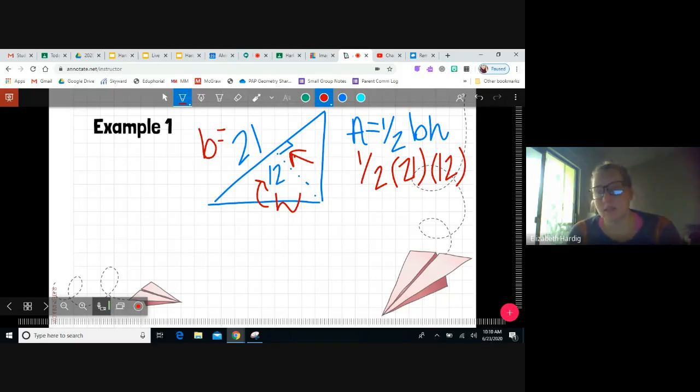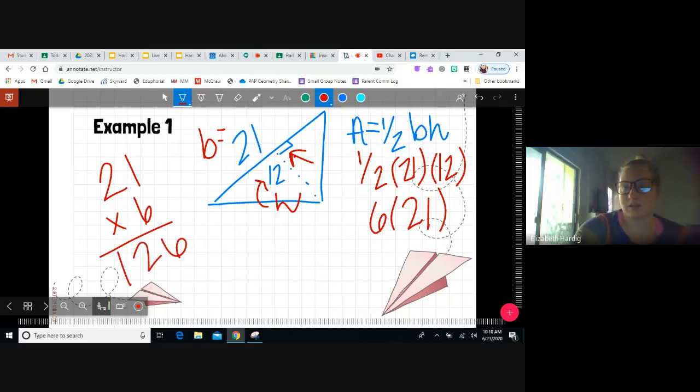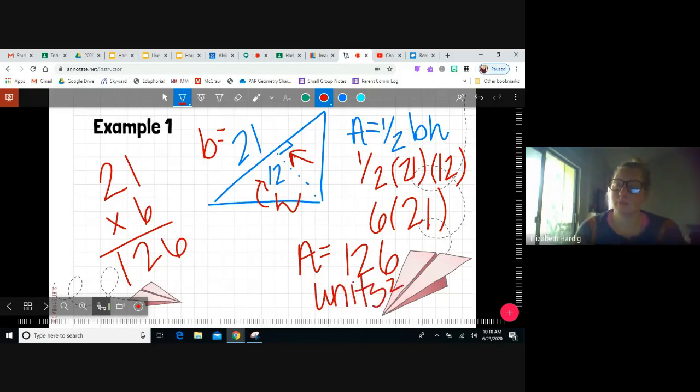And again, since it does not matter what order I multiply in, I'm going to take 1/2 of 12 because I know that is 6. Now 6 times 21, come over here and show my work. Get 126. So notice I did not give any units for this. So I'm just going to say 126 units. And since it's area, that would be units squared.